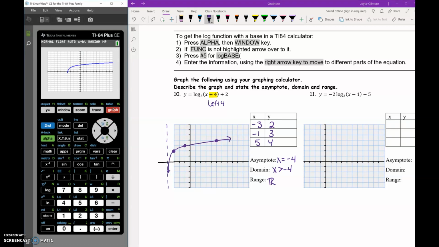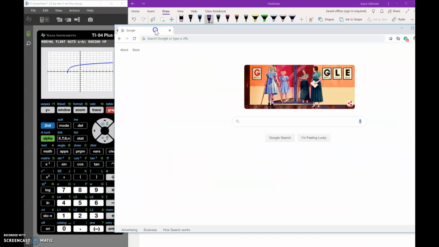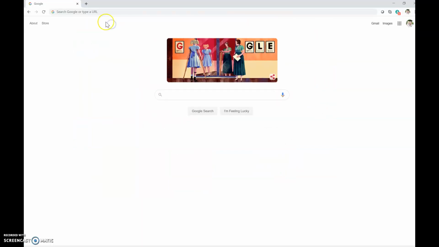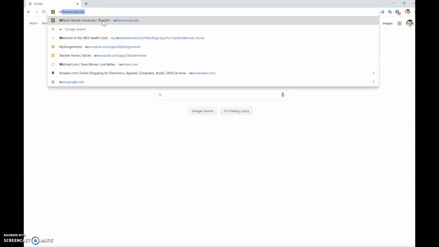Now, how would you do this if you don't have a graphing calculator? Pull up a browser. I'm going to try to fit this in here a little bit. We are going to go to www.desmos.com. That's all S's.